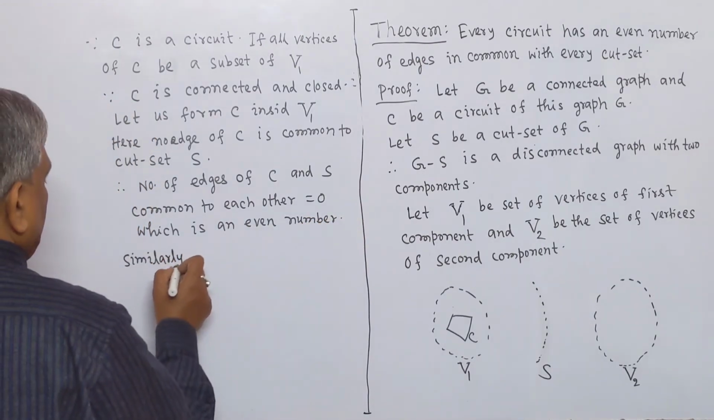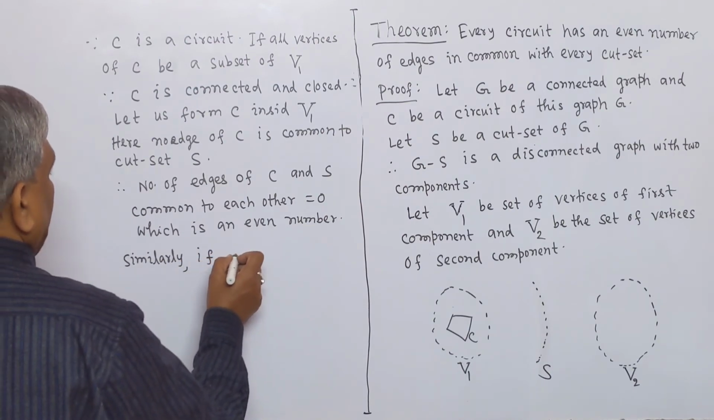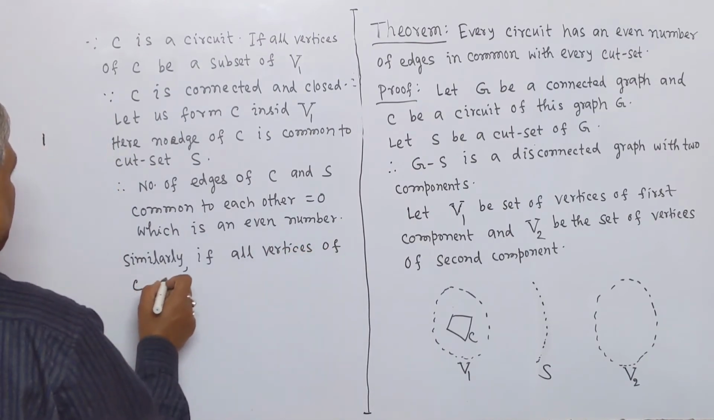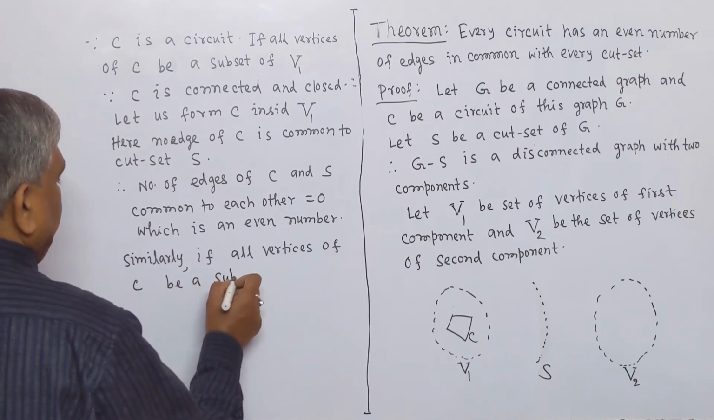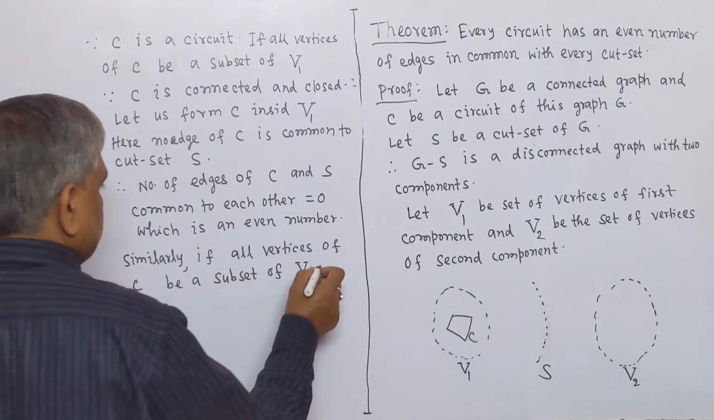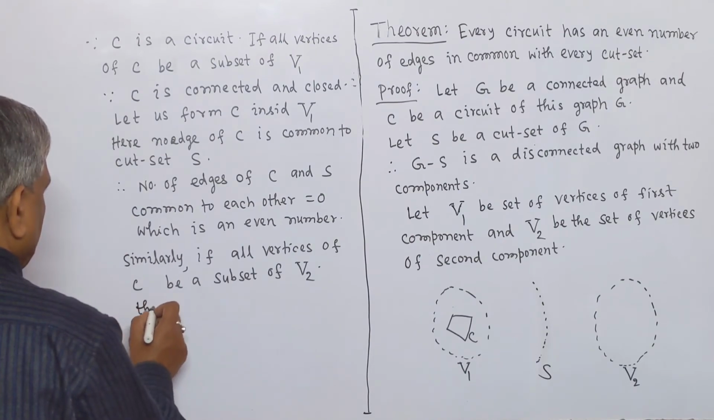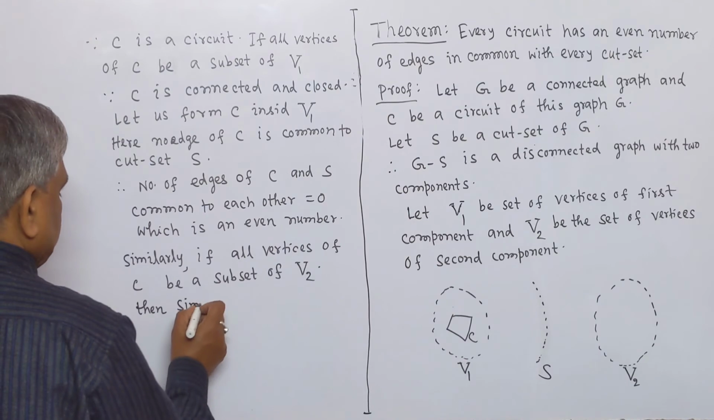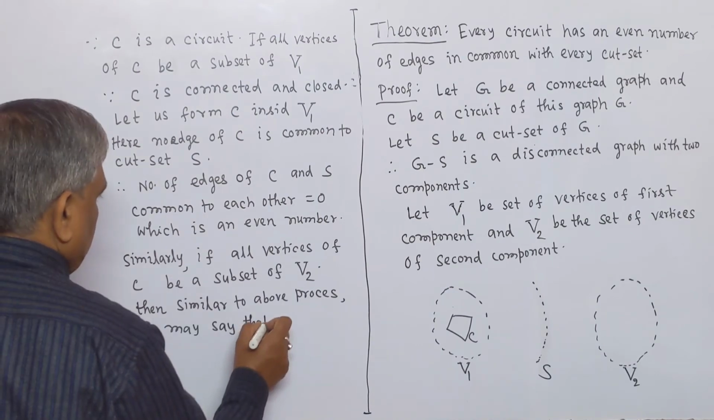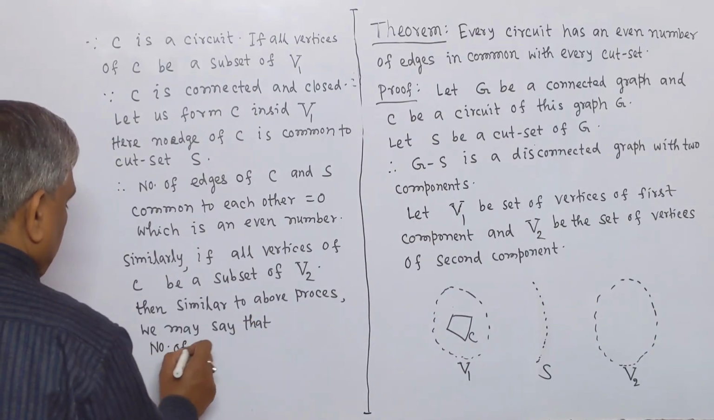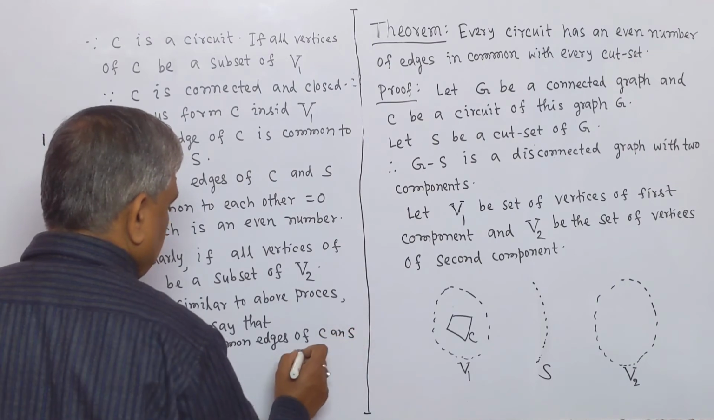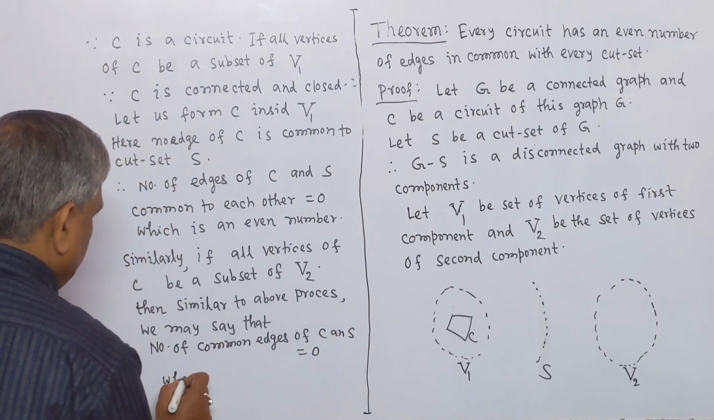Similarly, if all the vertices of C are a subset of V2, the second component, then similar to the above process, we may say that the number of common edges of C and S equals 0, which is an even number.